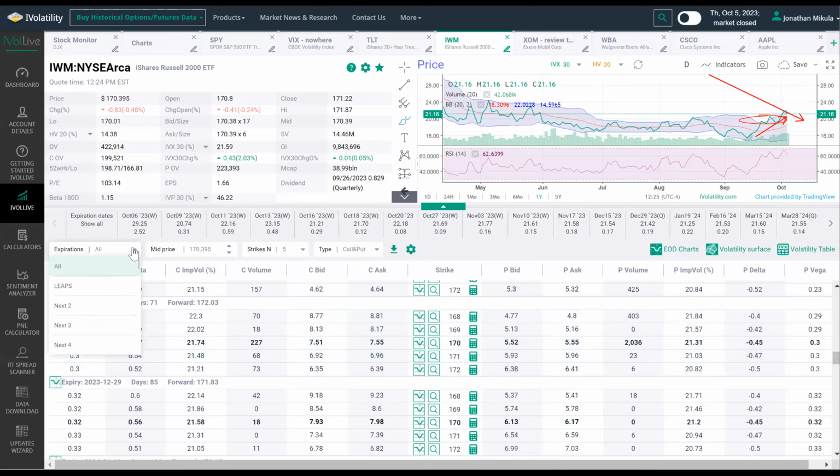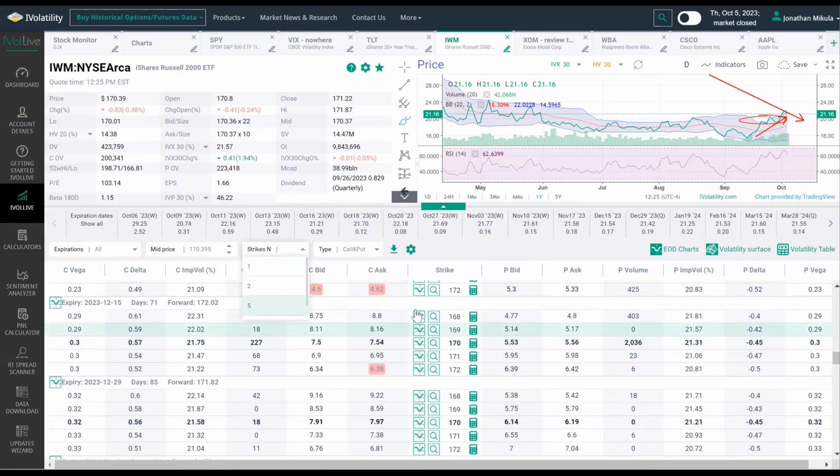Again, you have the ability here to look at all expirations, only long-term expirations, only the next 2, 3, or 4. I tend to look at all, but user's preference, dealer's choice. The mid price is always going to be right around the current share price. That's going to be your middle at the money strike, right? Which in this case is 170. And then you could choose to look at one strike, two strike. Five is typically my favorite because I'm normally around the money with my trades.